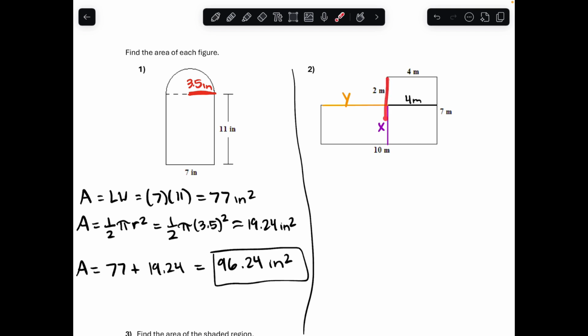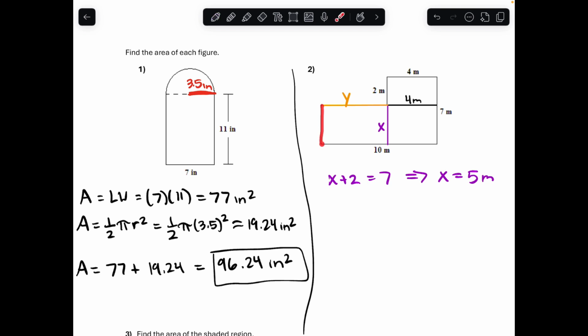Well, if I look at this as a full rectangle, I know that this side and this side have to be the same length. So 7 meters has to be the same as this smaller piece plus this purple side, as in 7 has to be equal to 2 plus x. And so we can set up an equation. So x plus 2 has to be equal to 7, and this is going to imply that x is equal to 5 meters. We can do the same thing for y.